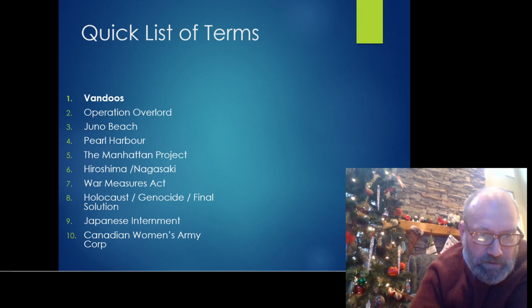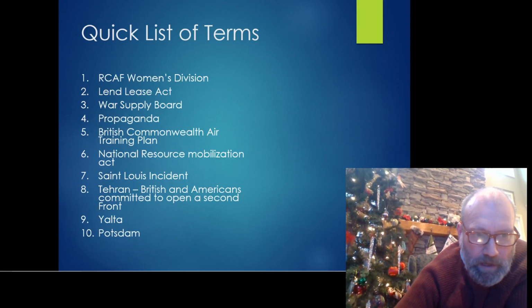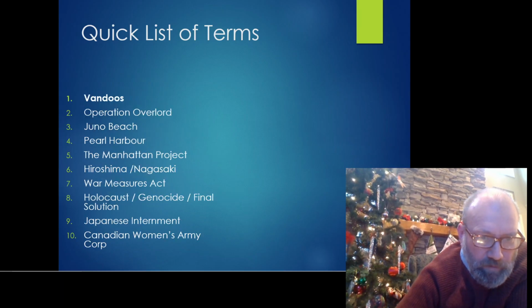Vandoos. You should know this is a French-Canadian unit. Operation Overlord, Juno Beach, Pearl Harbor, Manhattan Project, Hiroshima, Nagasaki. Probably number 6 is probably the most likely to be on the test. You should be able to make an argument whether it was justified to drop nuclear bombs on Hiroshima or Nagasaki.